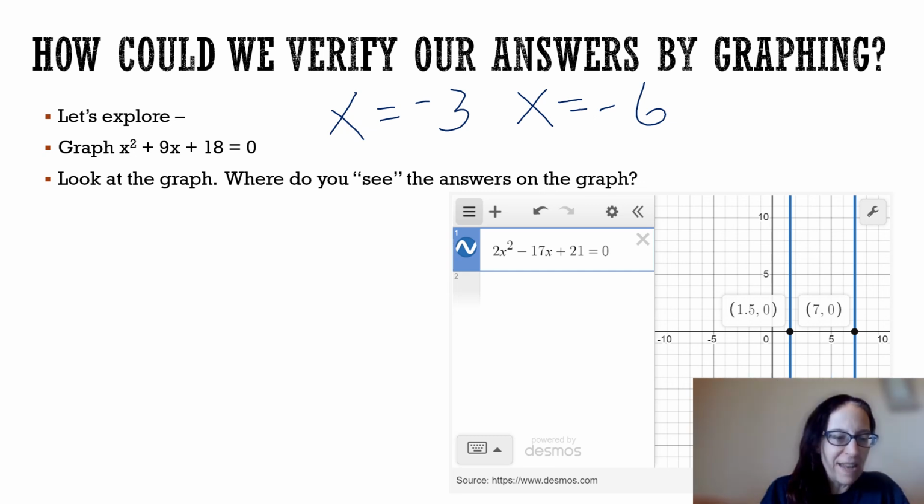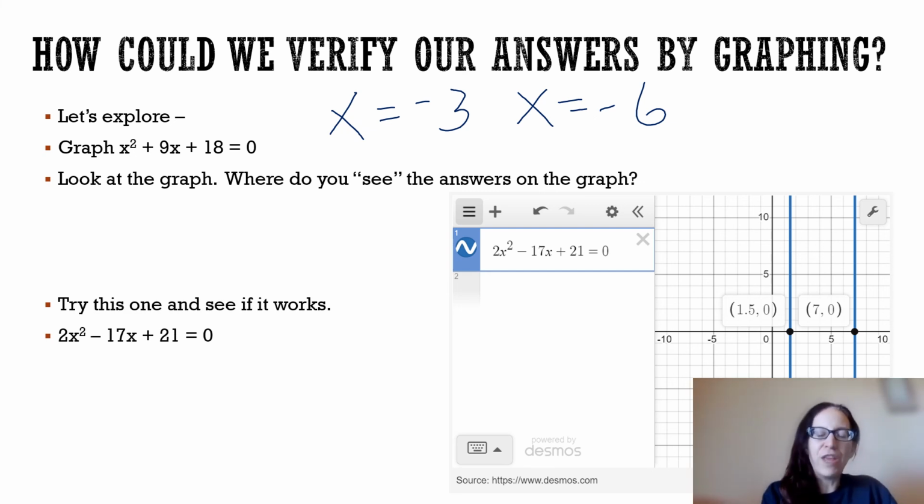So the next thing is I want you to try this one and see if it works. Pause the video, hop on over to Desmos, and do 2x squared minus 17x plus 21. Then use what we just discovered, see what you get for answers, and come back here.